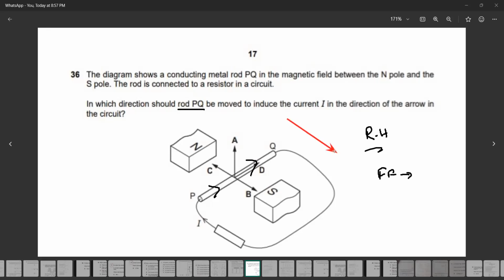Using your right hand, the index finger, the first finger, is pointing towards the south. Your second finger points in the direction of the current, and the direction of the current is from P to Q, so your second finger should point in this manner. Where your thumb is pointing shows the direction of the motion of the wire.